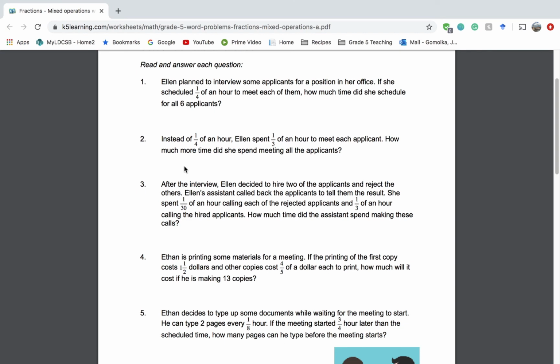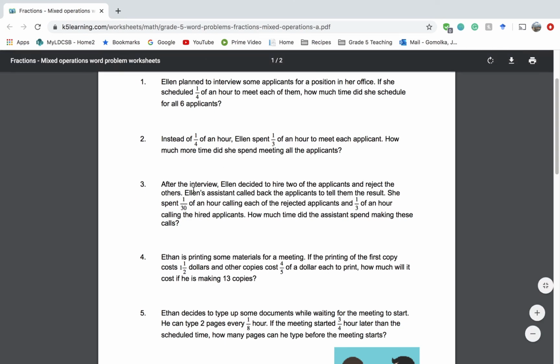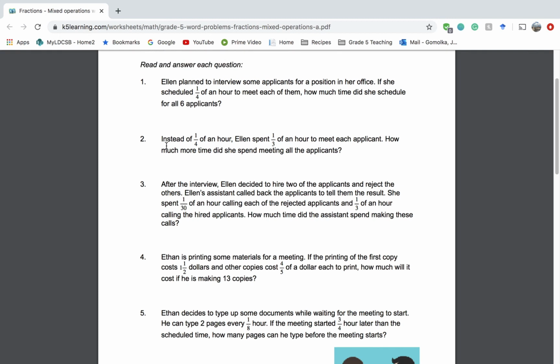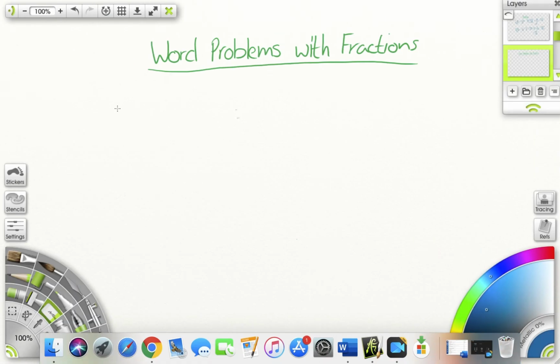Let's do another one. So we're looking at number 2. Instead of a quarter of an hour, Ellen spent a third of an hour to meet each applicant. How much more time did she spend meeting all the applicants? So the first part of this question is she needed a third of an hour, but there were still 6 applicants. So it'd be the same process as I did last time. So our answer from last time was 1 and 1/2. So I'm just going to put this to the side because we're going to need it later.